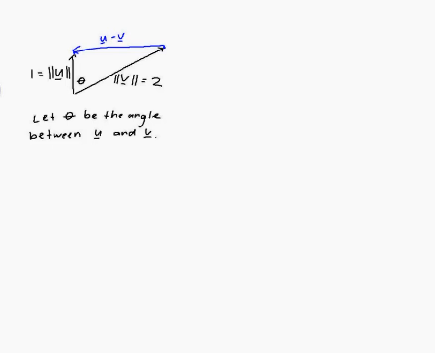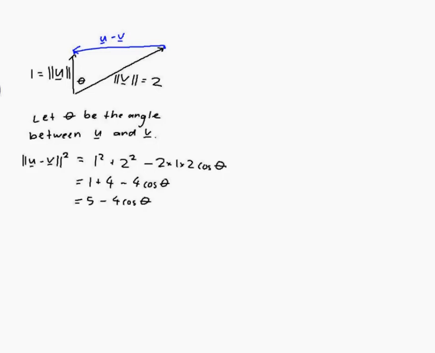So the cosine rule was c squared is a squared plus b squared minus 2ab cos c. So my c in this case is that vector u minus v, so the length of u minus v squared is equal to 1 squared plus 2 squared minus 2 times 1 times 2 times cos theta. And this is equal to 1 plus 4 minus 4 cos theta, which is 5 minus 4 cos theta.